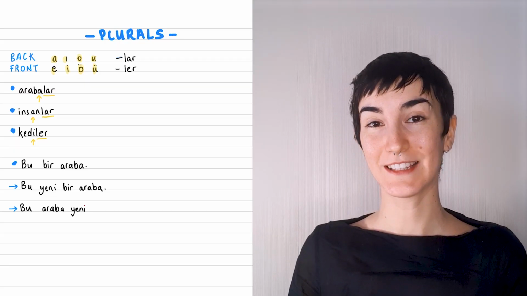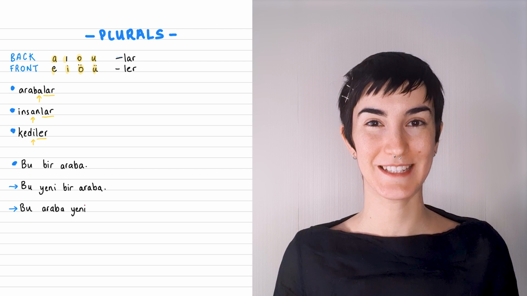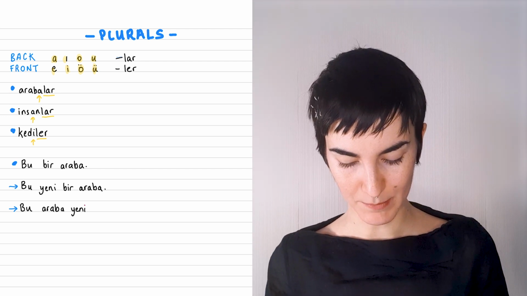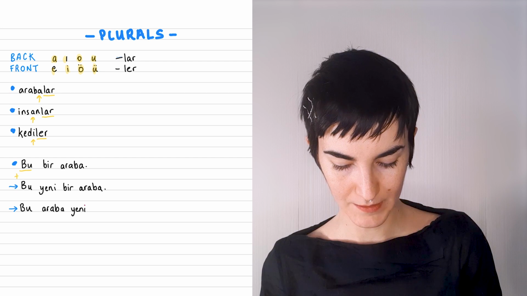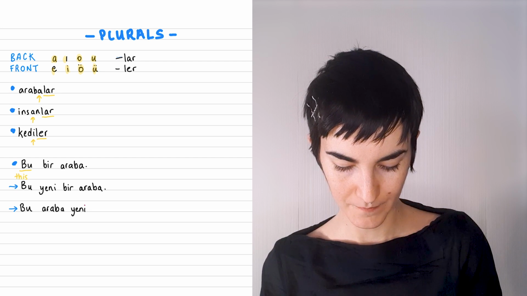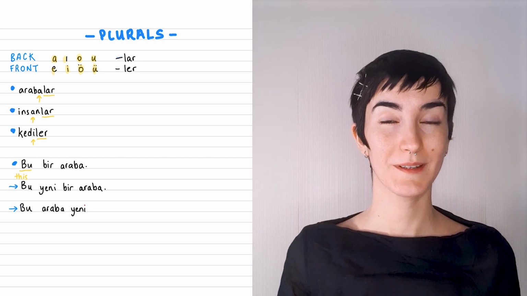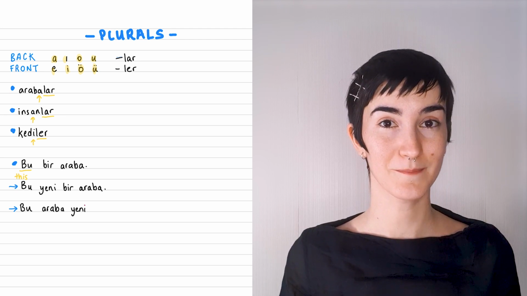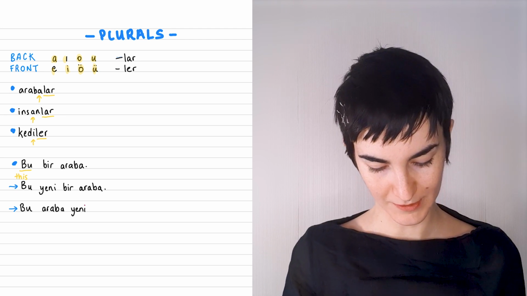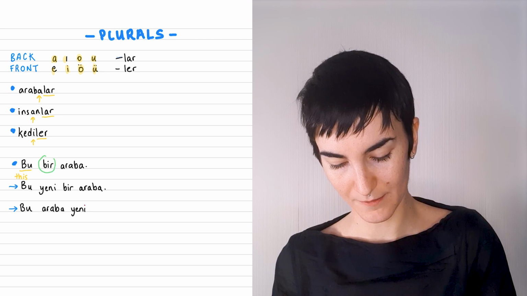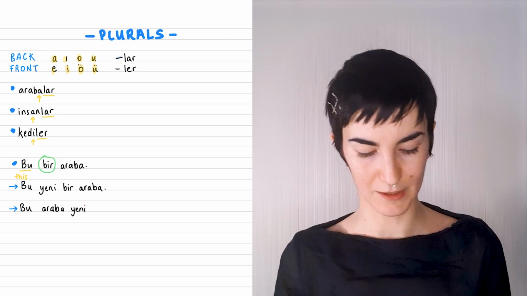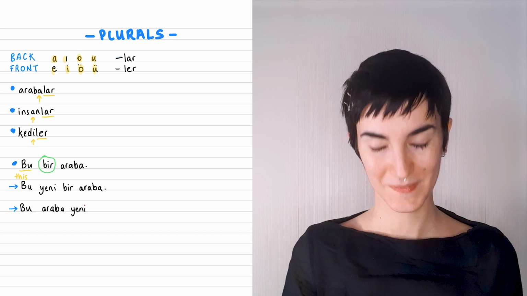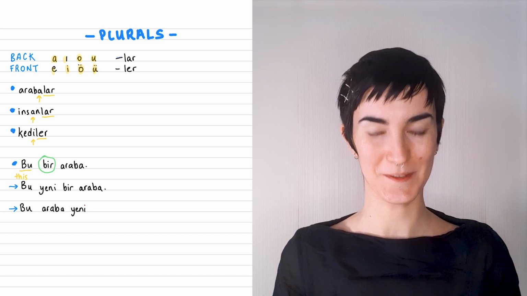Before we end it, let's look at the most basic sentence structure in Turkish. Let's see the example here. So bu, this. Bu bir araba. So this is a car. But if you can notice, we have bir here. This is kind of like this is a car. Bu bir araba. But there's something interesting in Turkish.